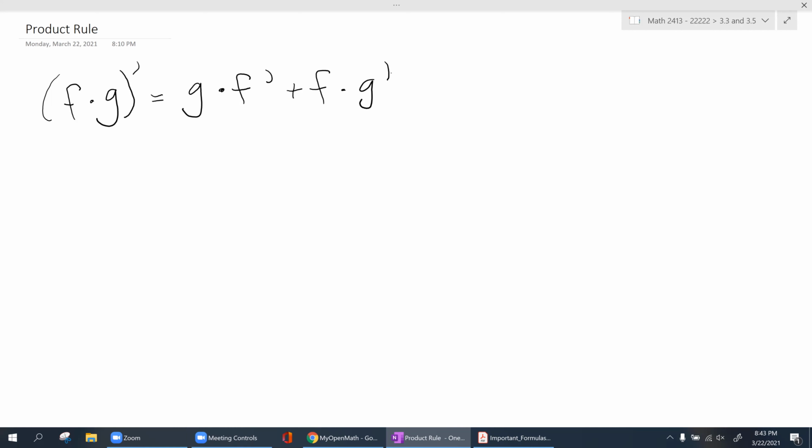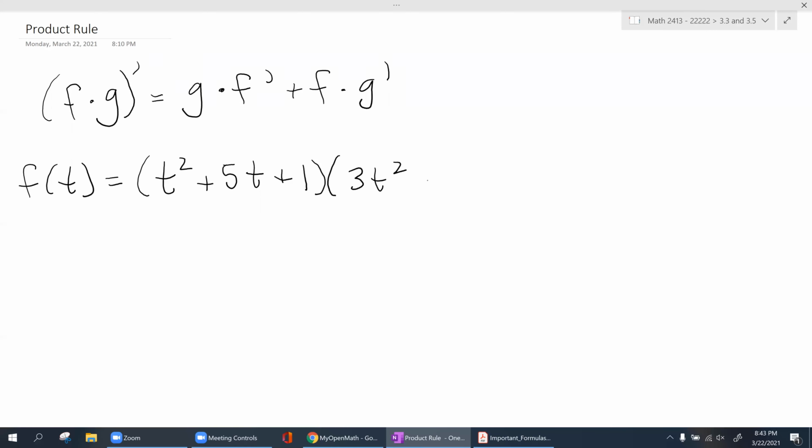So in other words, one regular times the derivative of the other, plus the other that's regular times the derivative of the other. What are you talking about, Professor? So let's just say that we are dealing with f of t, and I have t squared plus 5t plus 1 times 3t squared minus, well, you know what? Let's do this one, minus 1.